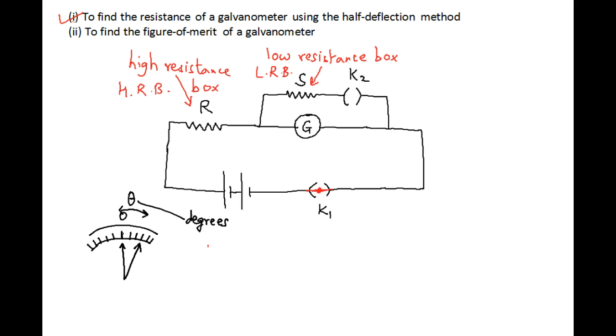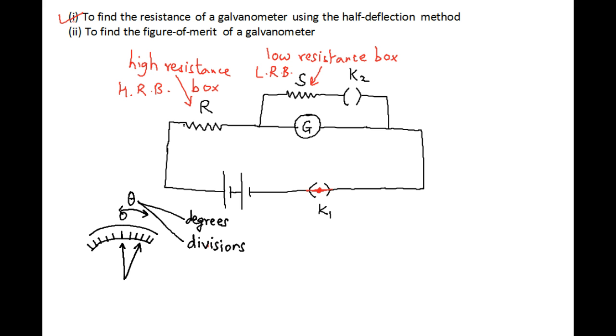That would be if these marks which I've shown on the dial correspond to degrees. If they don't correspond to angle or to degrees, you can just measure theta in divisions, number of divisions. So in the first part of the experiment, you find what is the deflection of the needle in terms of degrees or in terms of divisions.